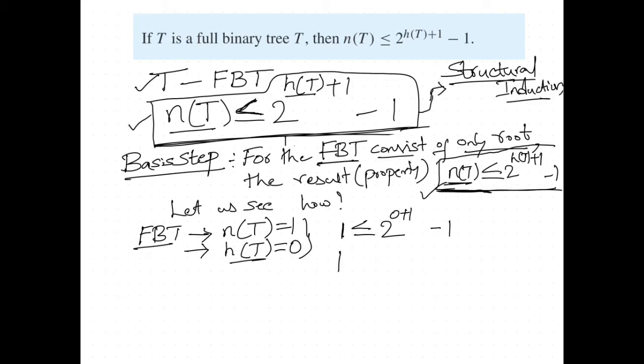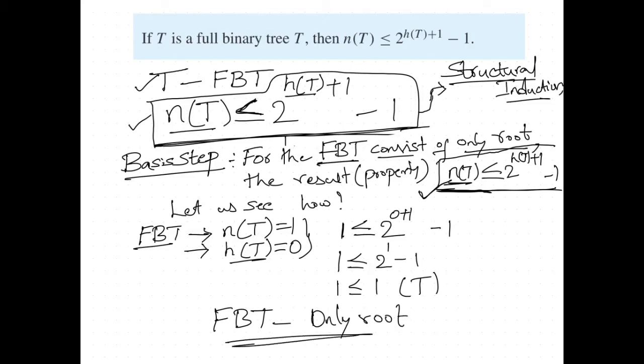Now I am checking the inequality. 1 less than or equal to 2 to the power of 1 minus 1. 1 less than or equal to 2 minus 1, obviously 1. 1 less than or equal to 1. Yes, this is true. So finally I can say that this inequality has been proved for the full binary tree which has only the root. Hence this property of the full binary tree has been proved in the basis step. Now let us move to the inductive step.